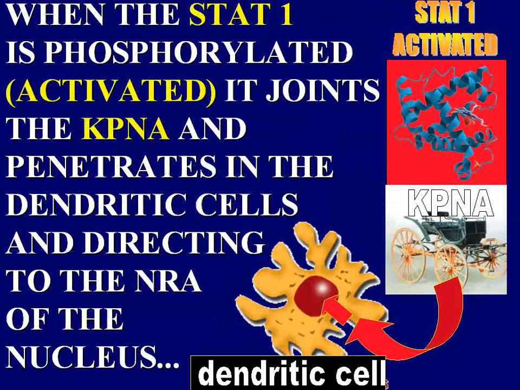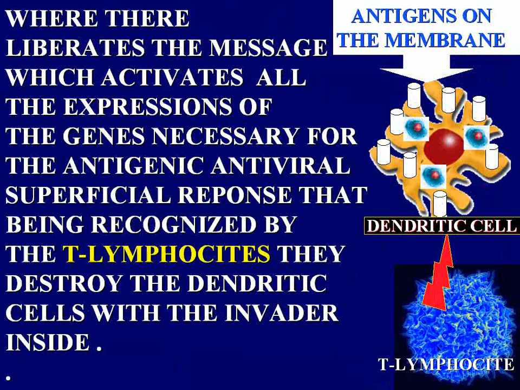When the STAT1 is phosphorylated, activated, it joins to the KPNA and penetrates in the dendritic cells, directing to the nuclear array of the nucleus, where it liberates the message which activates all the expressions of the genes necessary for the antiviral superficial antigen response that, being recognized by the T lymphocytes, they destroy the dendritic cells with the invader inside.